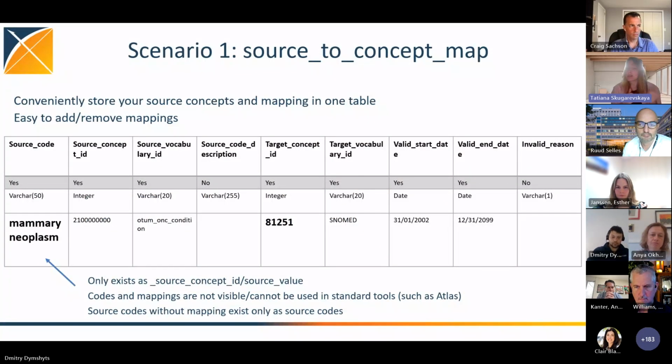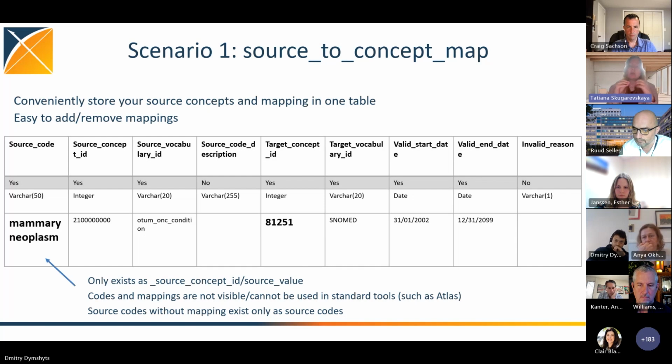And let us use the last example Dima has mapped, that is memory neoplasm to neoplasm of breast. So the basic structure of a source to concept map table is presented here on the slide, and it basically stores both your source entities and their mappings to standard concept IDs. We can call it a sort of a lookup table for your mappings. It is designed so that you can easily add mappings to it and remove mappings from it.